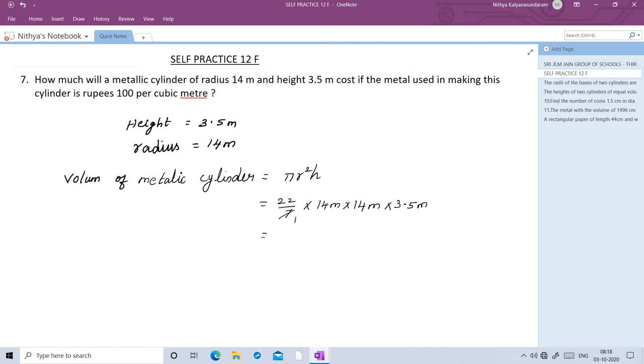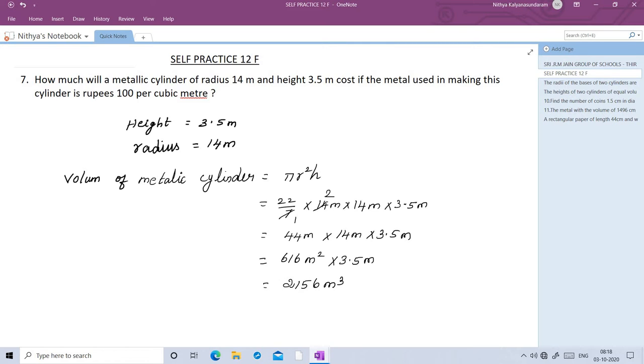So 7 ones are 7, 7 twos are 14. 22 into 2 is 44 meter into 14 meter into 3.5 meter. 44 into 14 is 616 meter square into 3.5 meter. 616 into 3.5, multiply, you will get 2156 meter cube. So this is the volume of the metallic cylinder.